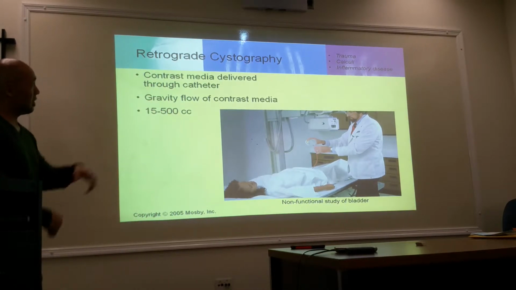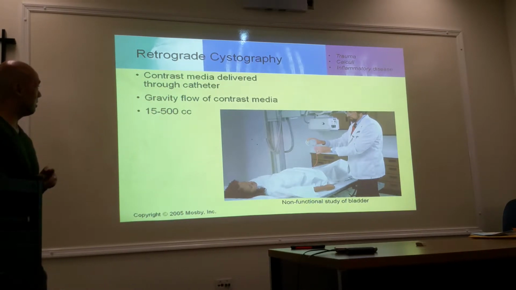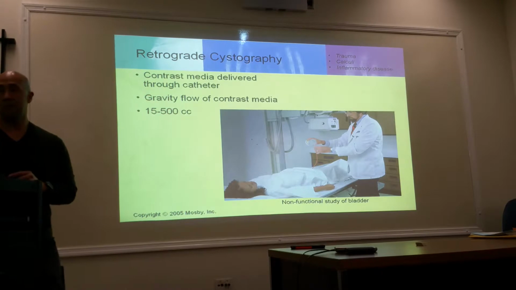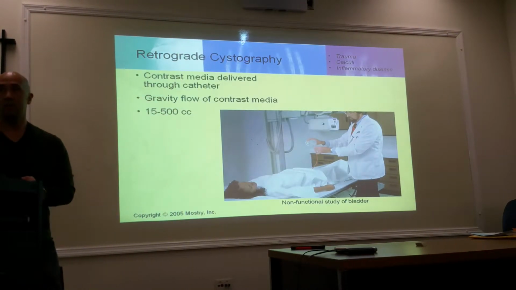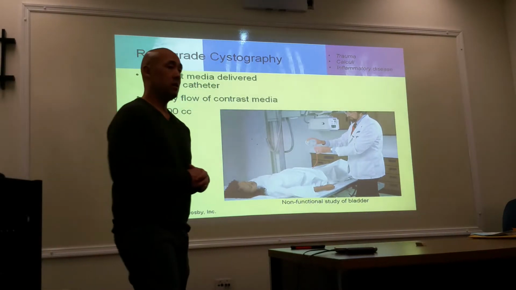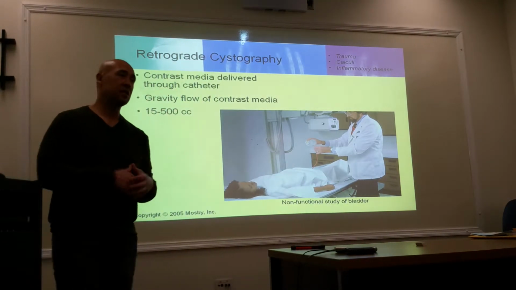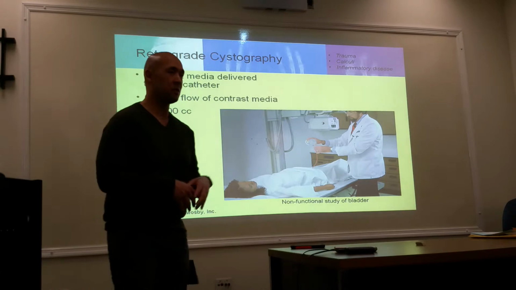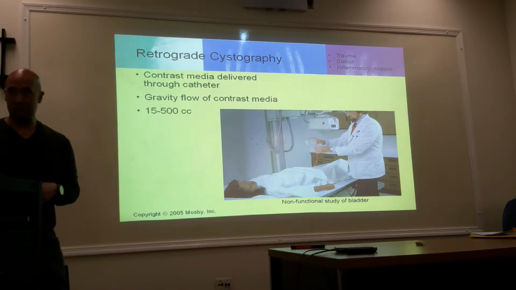The retrograde cystogram is done for trauma, stones, and also inflammatory disease. All right. Then we just take the pictures. So then we just now take the pictures in various positions, and they're very simple. It's mostly an AP, a straight AP, or maybe an AP with an angle.